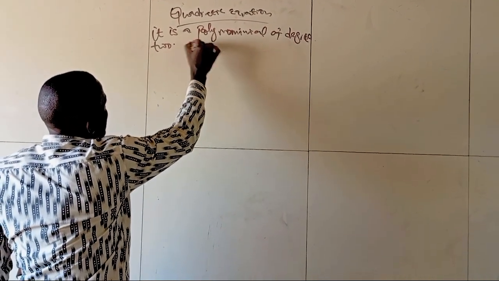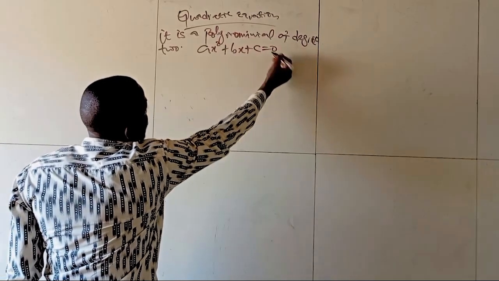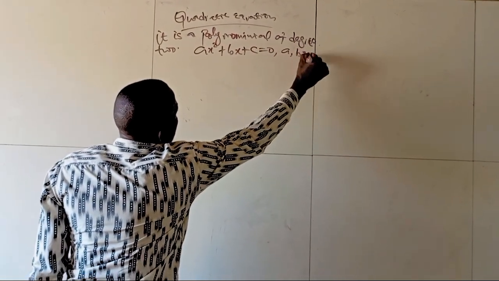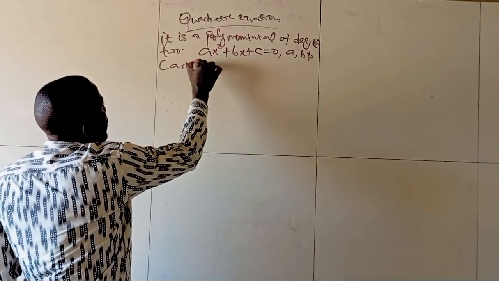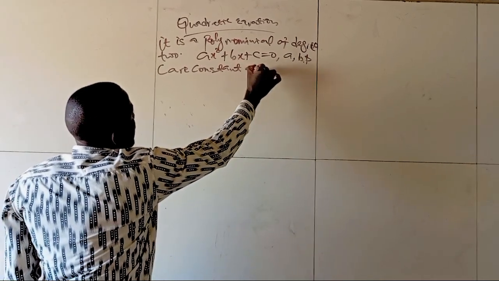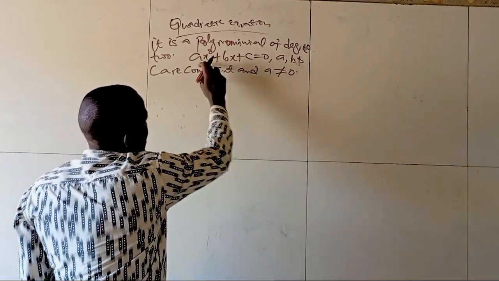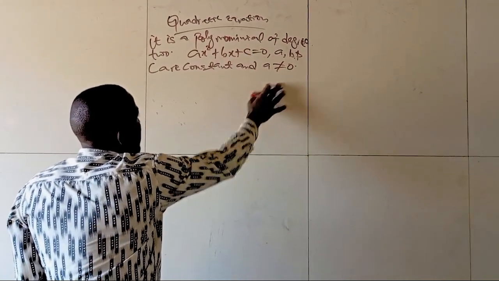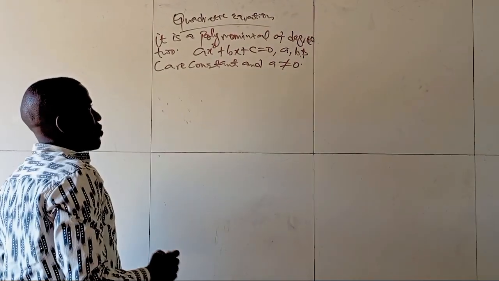ax squared plus bx plus c is equal to 0, where a, b and c are what we call constants. And a is never equal to 0, because once a is equal to 0 it becomes a linear equation, and we're not discussing linear equation here. What we're discussing here is quadratic.